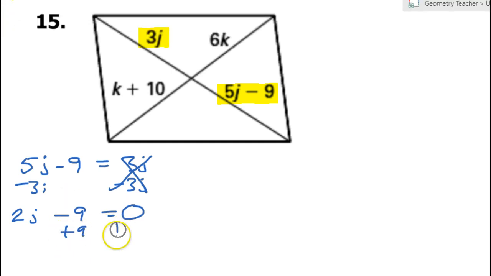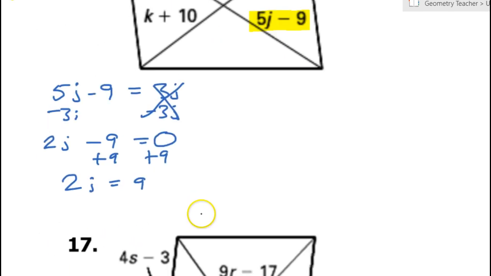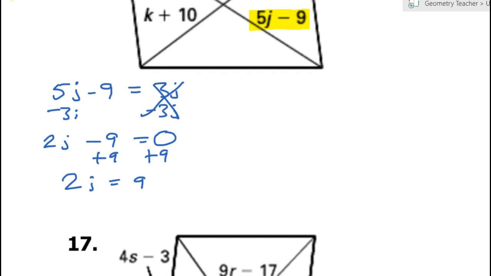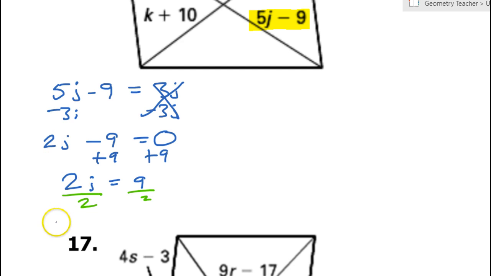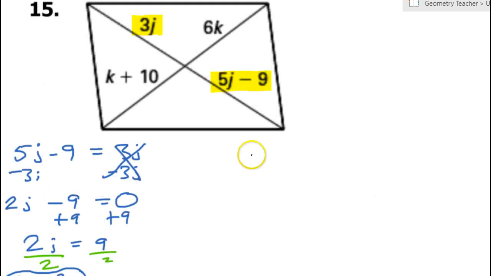Because you just add the 9 to both sides, so now I have 2j is equal to 9. It looks like this is not going to go in evenly, which does not make me nervous. We're just going to have a fraction, no big deal. So divide both sides by 2, and that's basically the answer right there. We find that j is equal to 9 halves. Just leave it as a fraction. Don't force it to be a decimal.